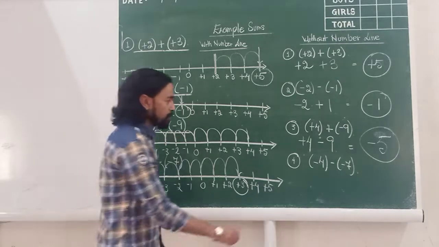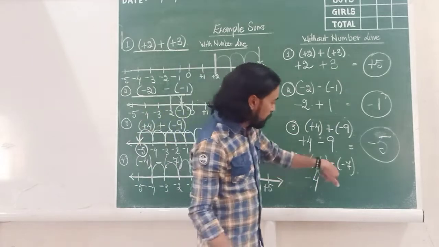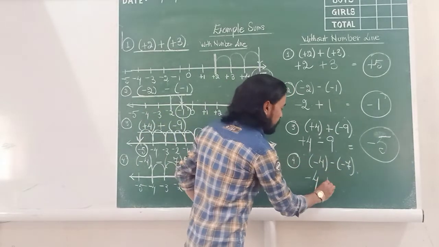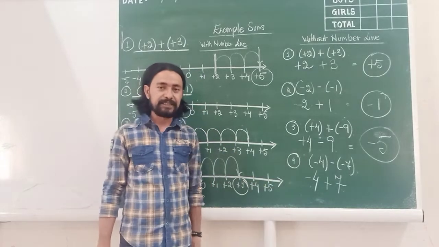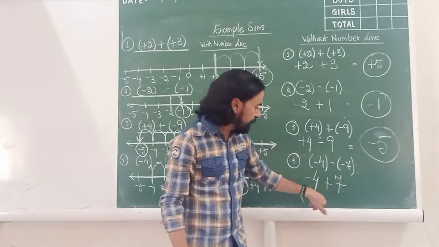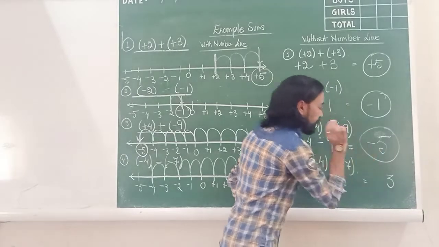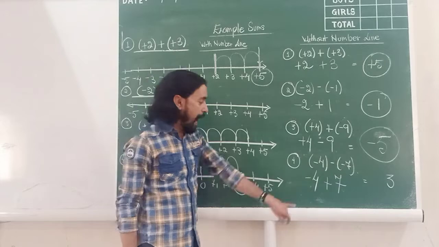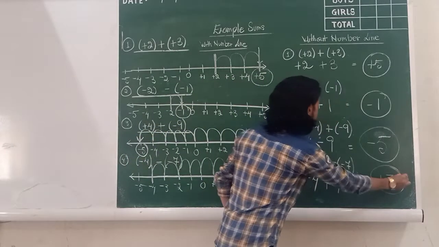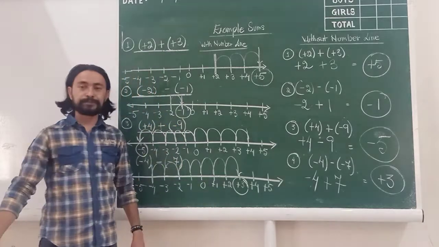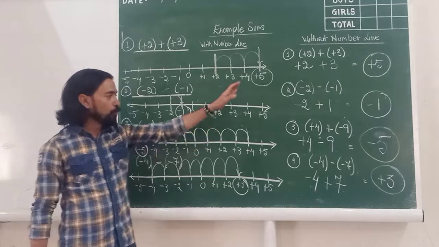Let's go to the last one. Minus 4 comes out as it is. Check the rule. Minus into minus gives me plus. Now again I have got two different signs. From the greater, take away the smaller. From 7, take away 4. Just do that. That's the rule. And put the sign of the greater number, plus. Same answer.